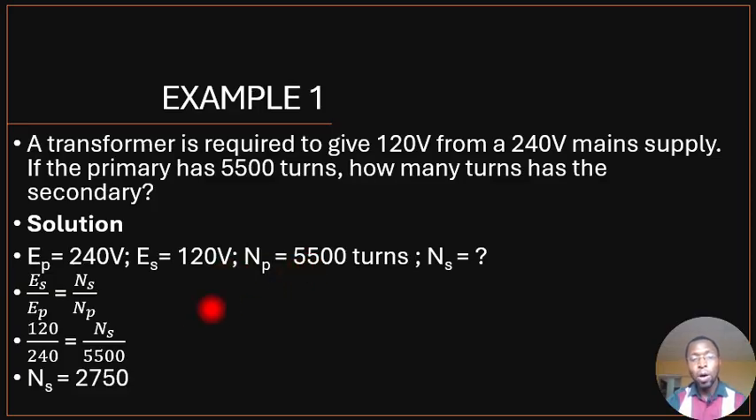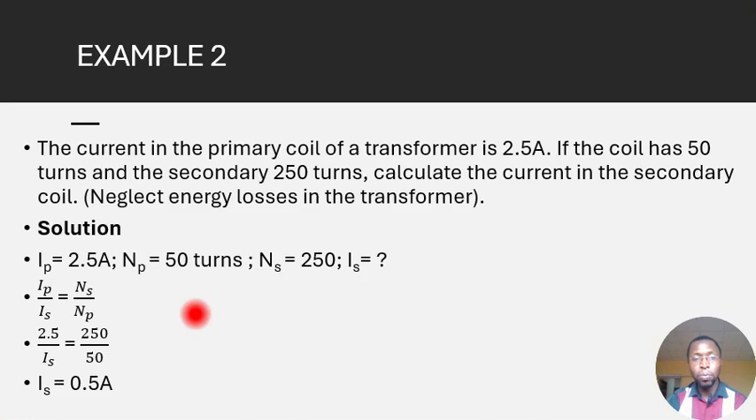All right, now let's take another example. Here it says the current in the primary coil of a transformer is 2.5 ampere. If the coil has 50 turns and the secondary 250 turns, calculate the current in the secondary coil. Neglect energy losses in the transformer. Okay, so we write our parameters again. The current in the primary coil is IP, so our IP is 2.5 ampere.